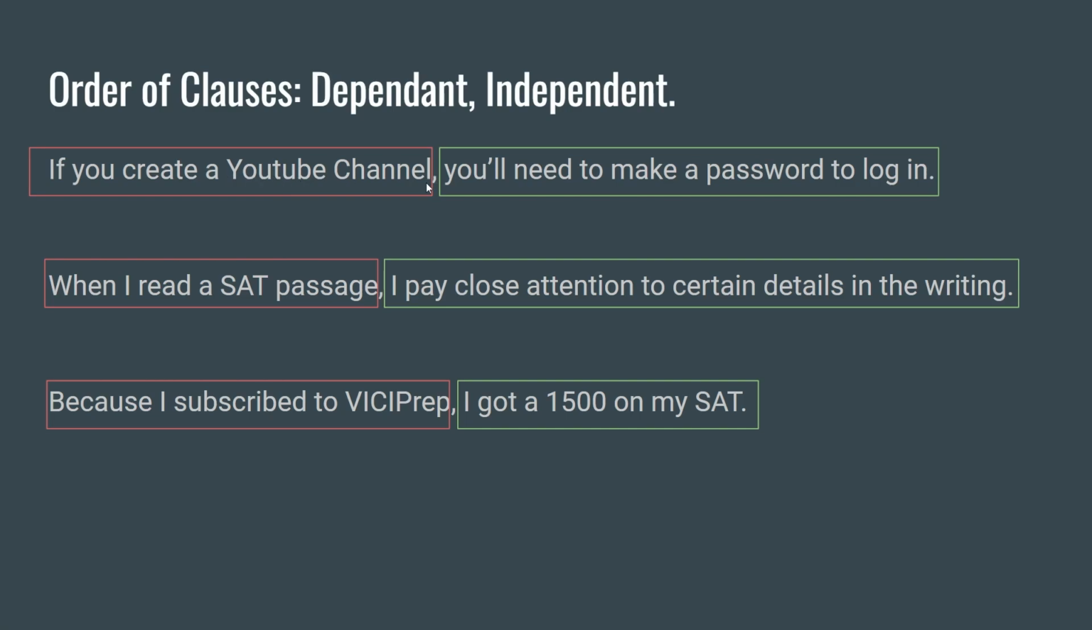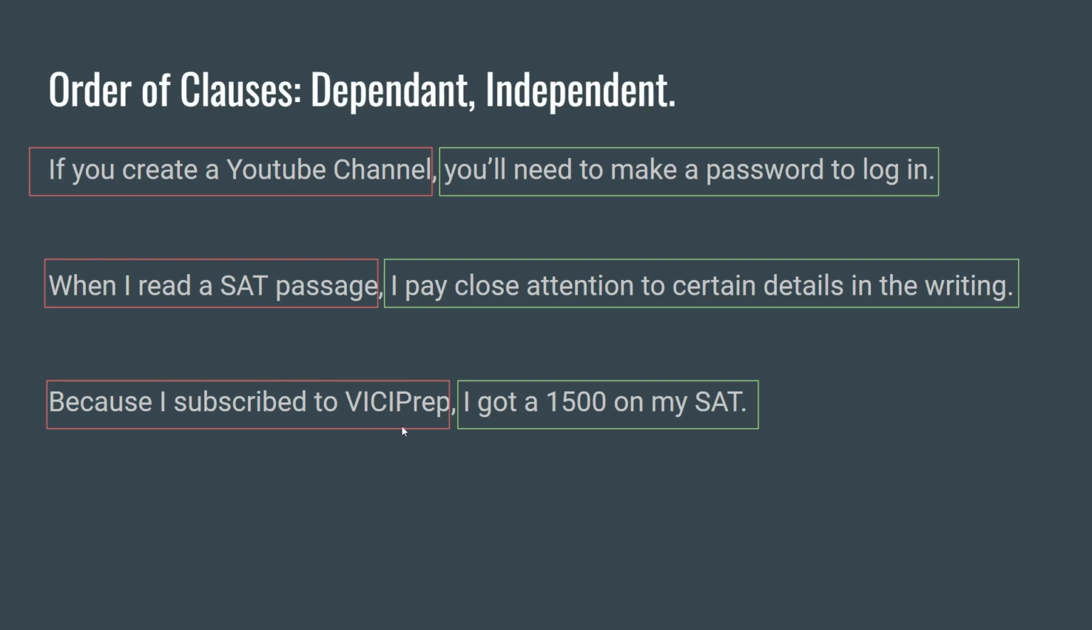If you create a YouTube channel, this is when you'll need to make a password. Again, when I read an SAT passage, I pay close attention to certain details in the writing. I pay close attention to certain details in the writing, period, works alone as a sentence, and therefore it's an independent clause. But people might ask, what writing? And that's when this identifying information, this additional context, comes in on the red here.